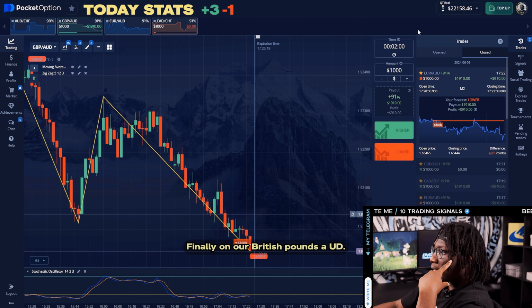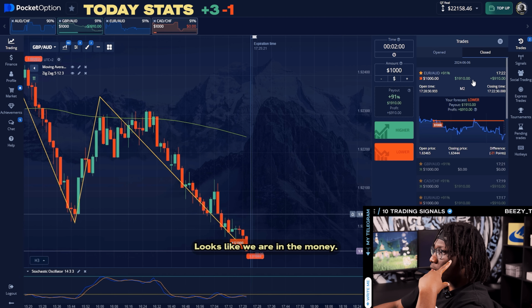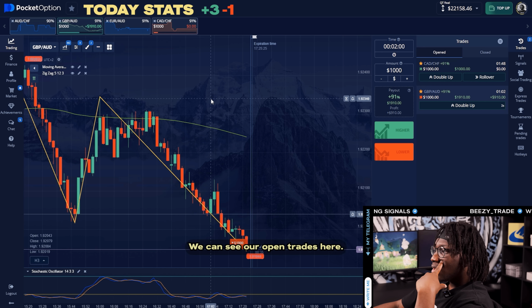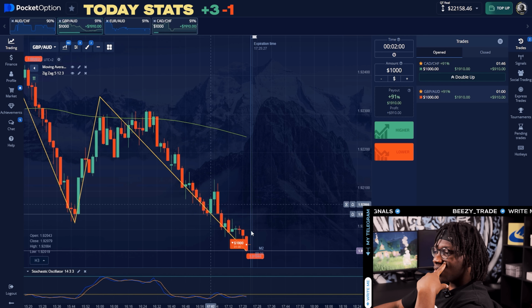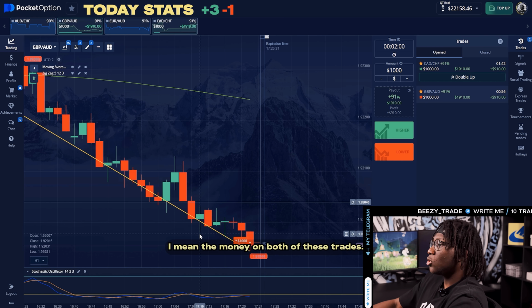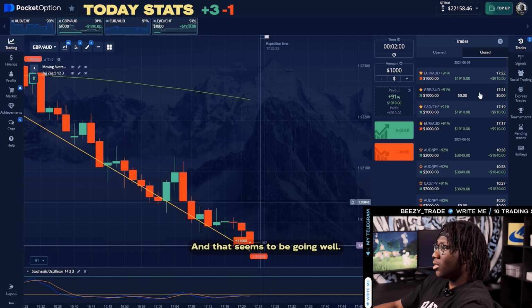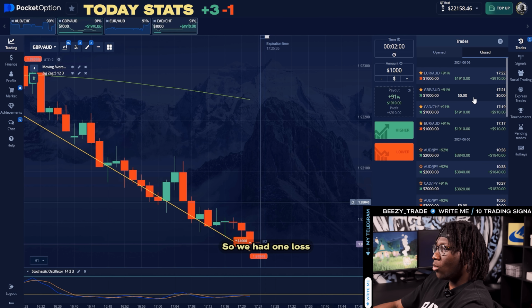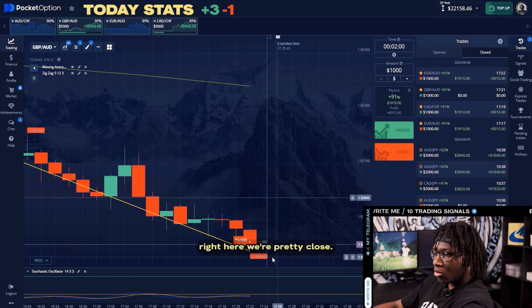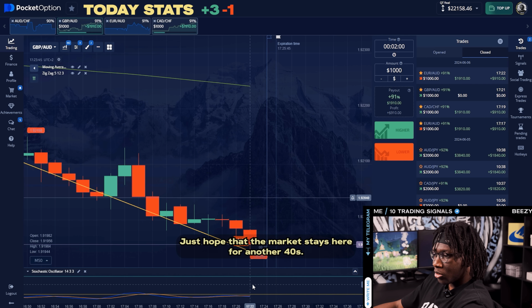Finally, on our British pounds AUD, it looks like we are in the money. We can see our open trades here. Finally in the money. We're in the money on both of these trades, and that seems to be going well. So we had one loss, which, you know, is part of the game. And right here, we're pretty close. I just hope the market stays here for another 40 seconds.